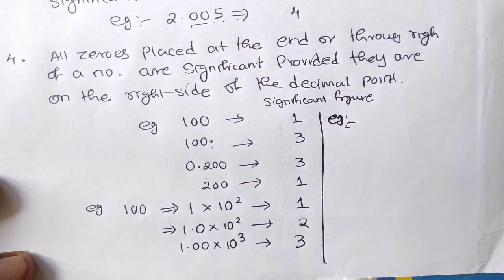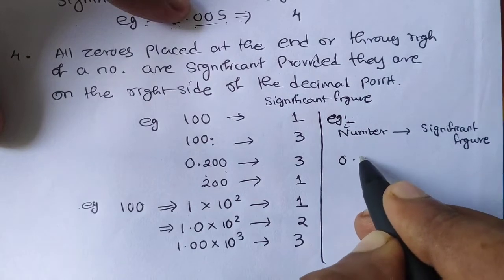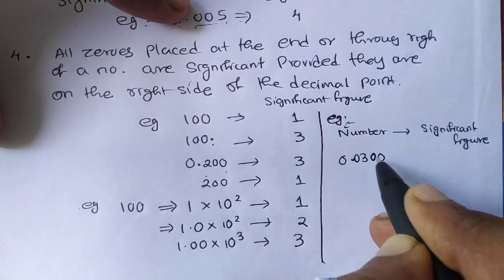Okay? One minute. Now, if you see the example, if I write 0.0300, like this.